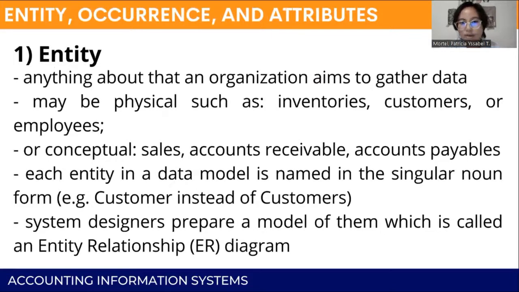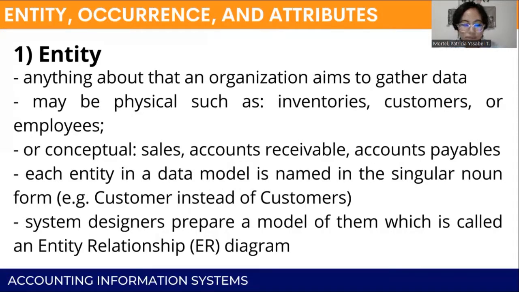Entity, occurrence, and attributes. An entity is anything about which an organization aims to gather data. It may be physical, such as inventories, customers, or employees, or it may also be conceptual, like sales, accounts receivable, and accounts payable. Each entity in a data model is named in the singular noun form. Example, customer instead of customers.